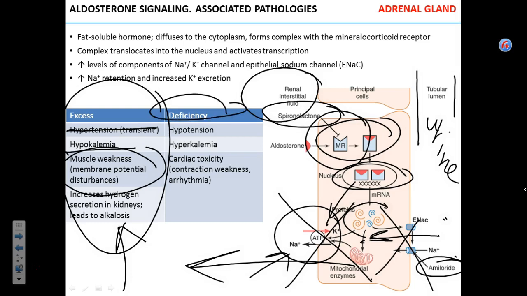Deficiency of aldosterone: low blood pressure, too much potassium, which is horrible, and leads to cardiac arrhythmias and eventually death. Does that make sense? So again, if we increase this, what's going to happen downstream? If we increase that, what's going to happen downstream? It's all about step by step. Are we clear? Moving on.